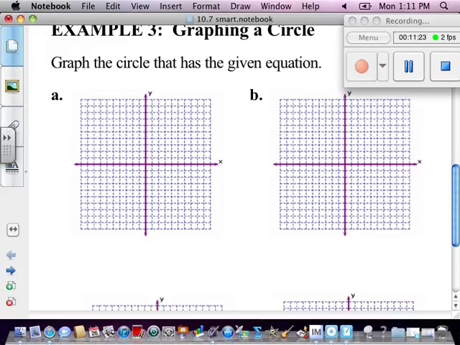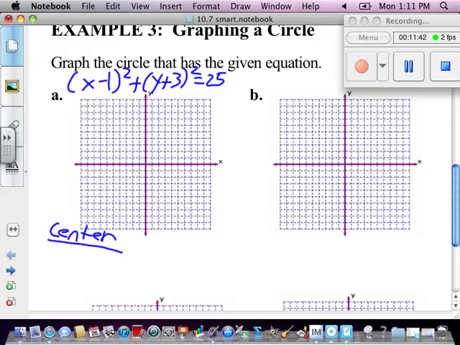Okay. For A, I'm given x minus 1 squared plus y plus 3 squared equals 25. So let's write two things at the bottom. Let's write the center. What is the center for this? Who wants to raise their hand and tell me? Crystal? 1, negative 3. 1 and negative 3. Okay, who wants to tell me what the radius is?